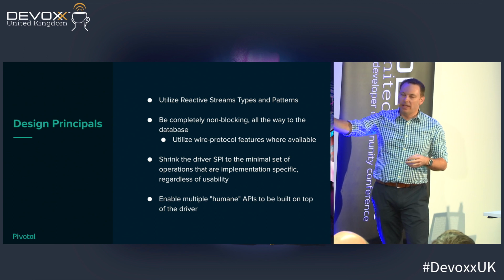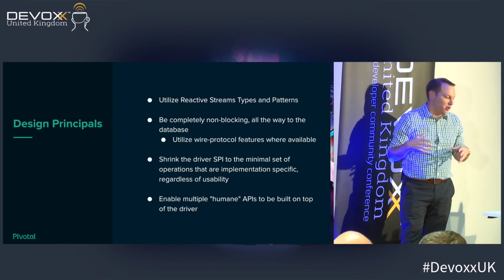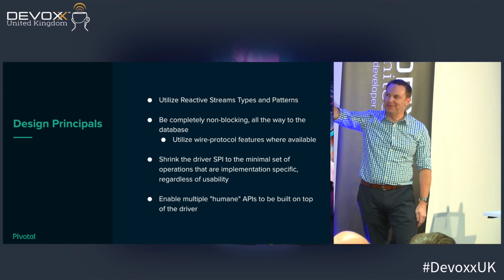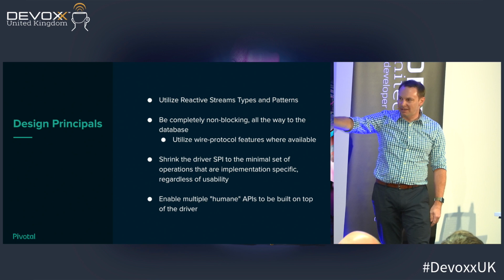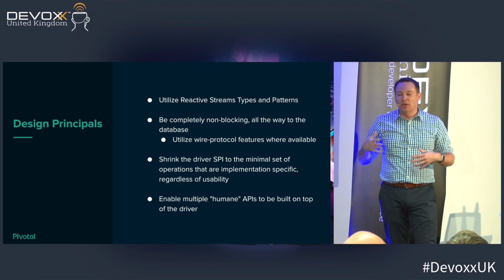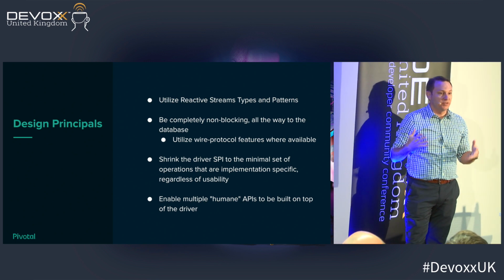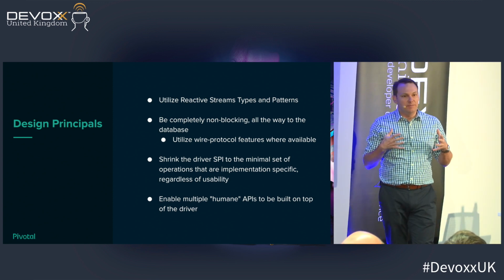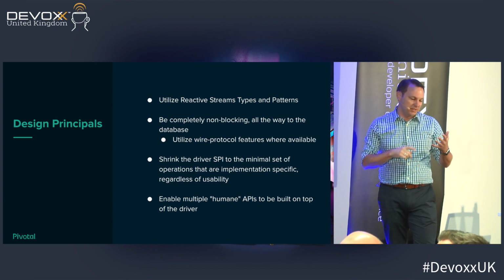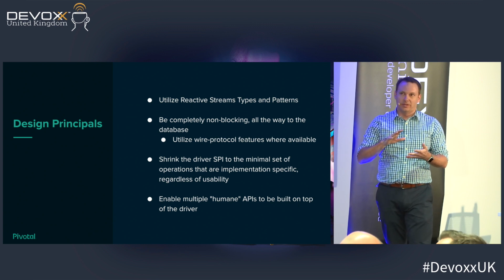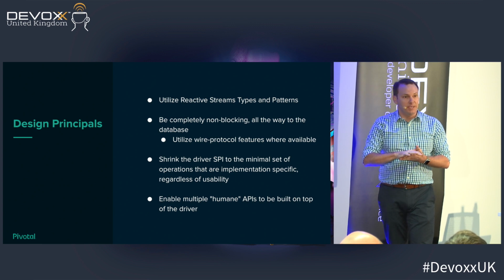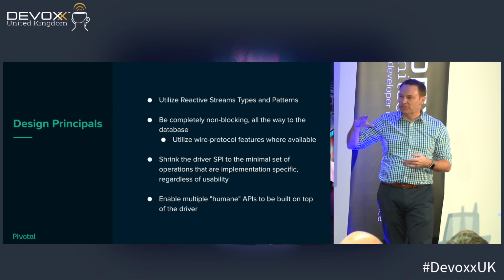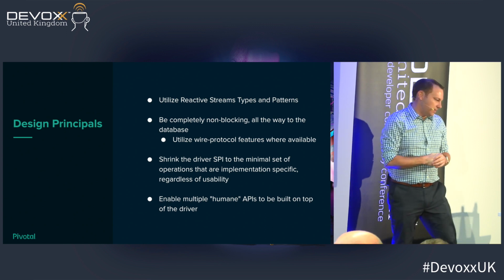And then finally, we want to make sure that the SPI itself enables a bunch of humane APIs, right? We say this is probably not going to be usable to normal humans, but we want a ton of humane APIs to be built on top of this driver. A great example of this already exists in the JDBC world. Very few people use the JDBC API directly these days. They use jOOQ, they use JDBI, they use MyBatis, they use JPA, they use Hibernate, right? These are all humane APIs at different levels of abstraction built on top of JDBC.